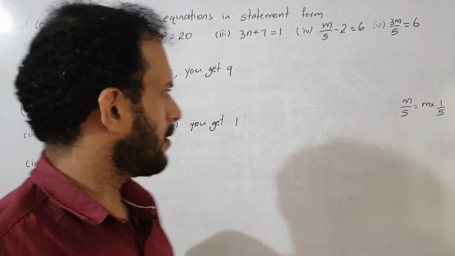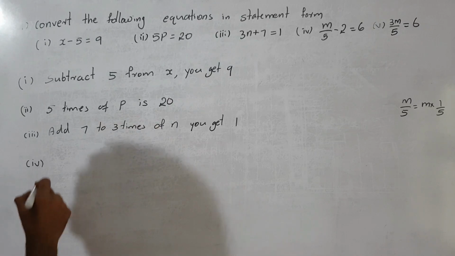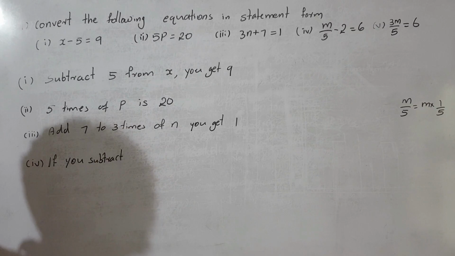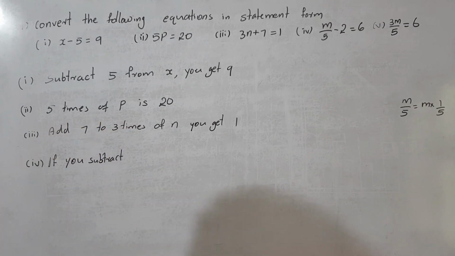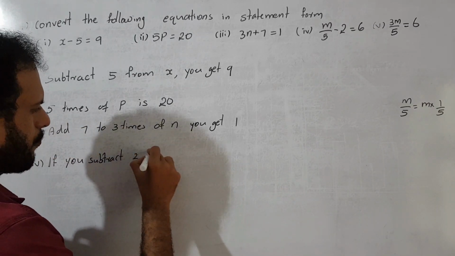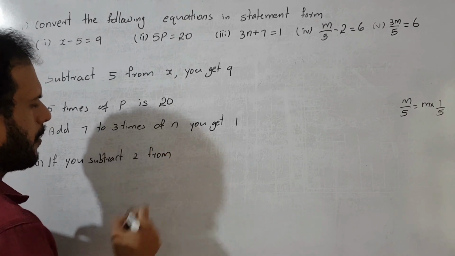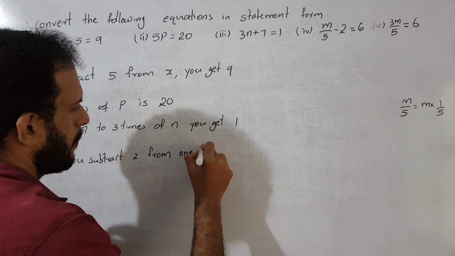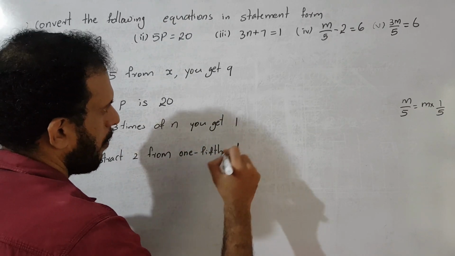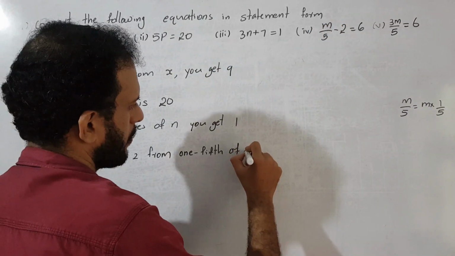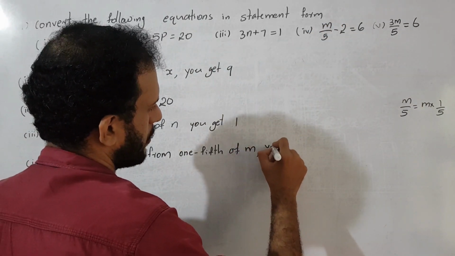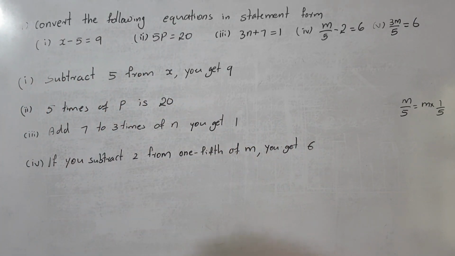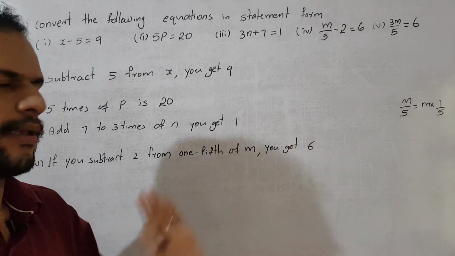Okay, then what is that? If you subtract, or just start by directly subtracting: subtract 2 from 1/5 of m, you get 6. If you subtract 2 from 1/5 of m, you get 6.